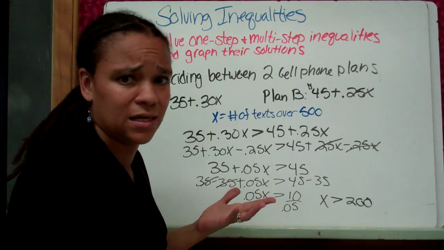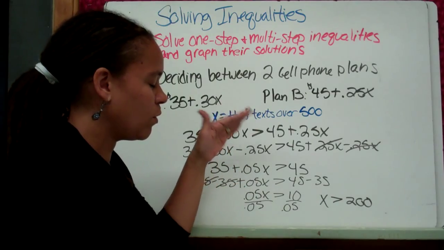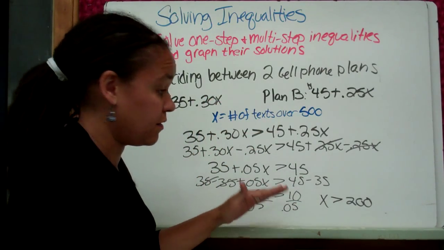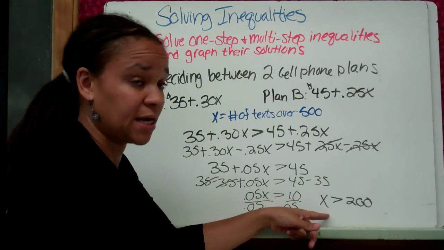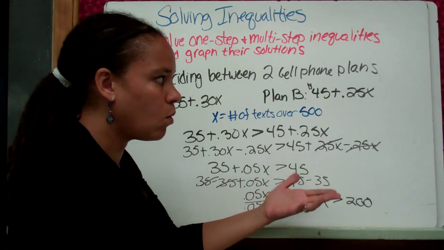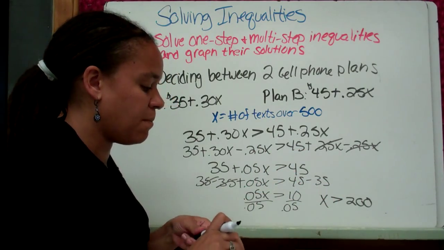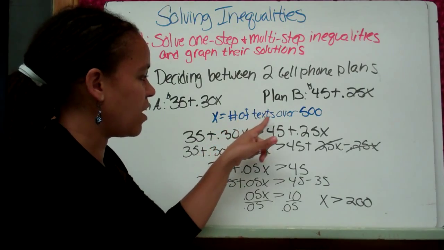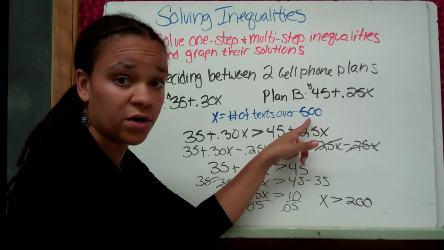So let's take a minute and think about what this means. We don't want to get bogged down with just solving the inequality and coming to a number and saying the answer is x is greater than 200. Well, what does that mean in relation to this problem? Well, x is the number of text messages over 500.